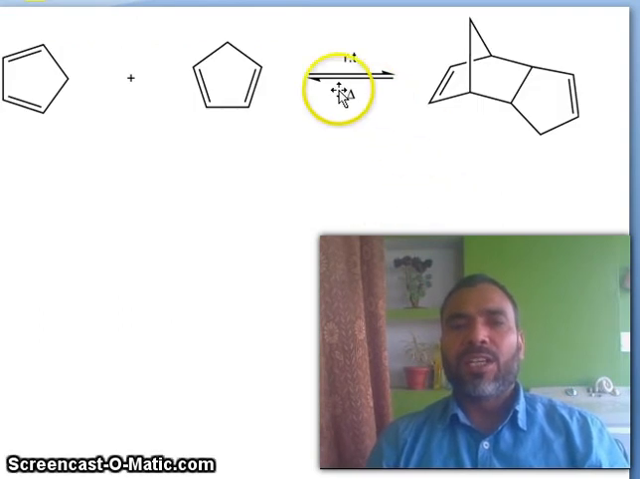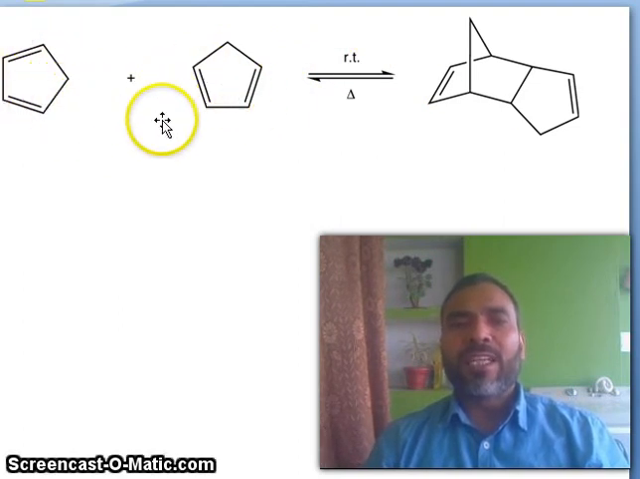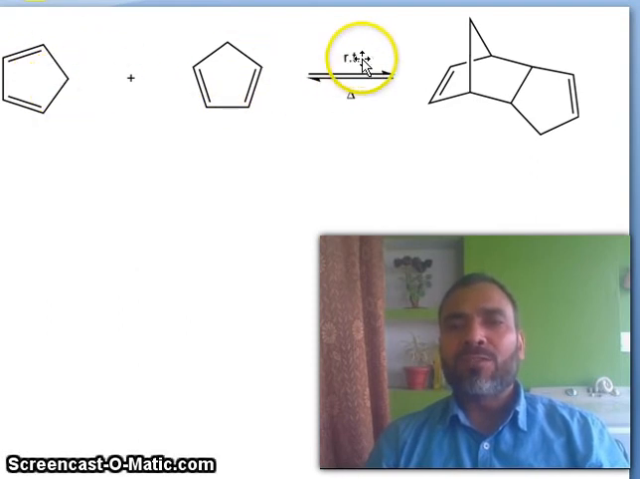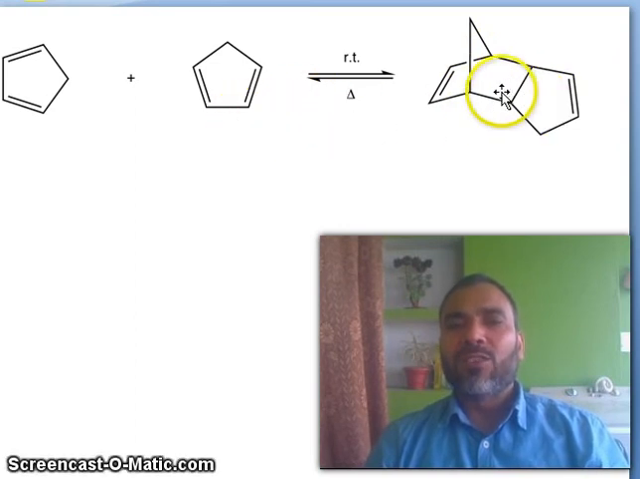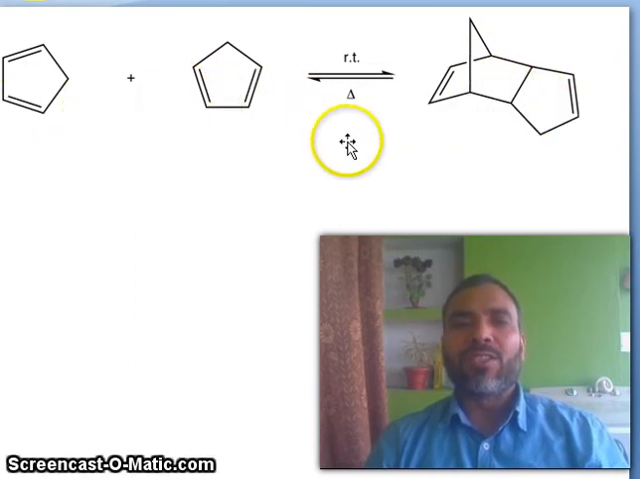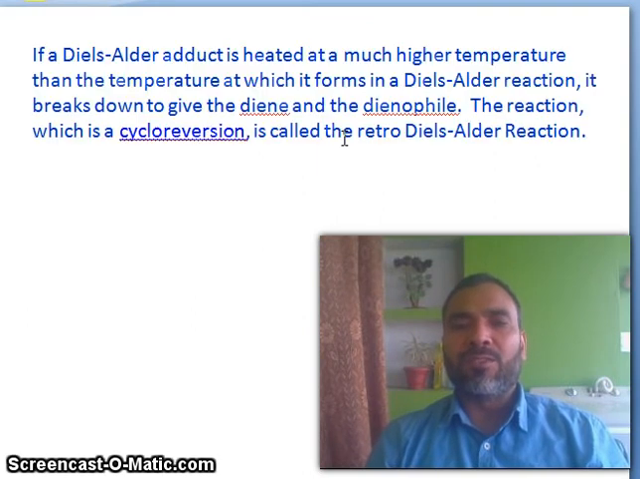At room temperature, you will never get this diene in the laboratory in this form. At room temperature, it always forms the dimeric form. So before using it, if you need the diene, heat it and then it will convert. That is an important part from the synthetic point of view.